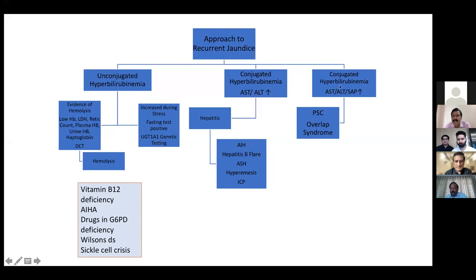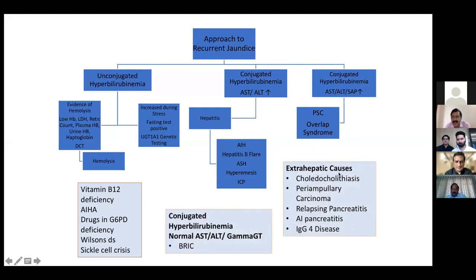And the last is conjugated hyperbilirubinemia with raised alkaline phosphatase. In this, we have discussed that PSC and overlap syndrome should be considered. But sometimes you can also have extrahepatic causes like choledocholithiasis, periampullary carcinoma, relapsing pancreatitis, autoimmune pancreatitis, and IgG4 disease, which can present with recurrent jaundice.